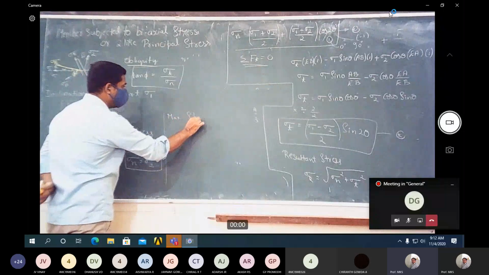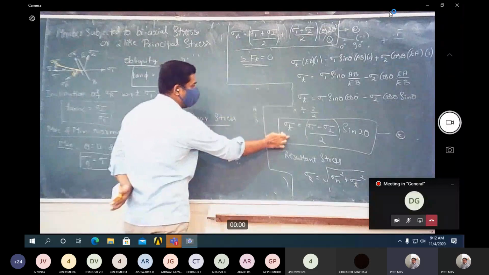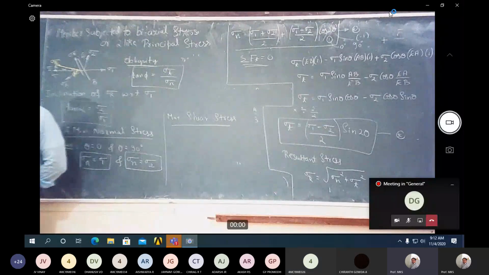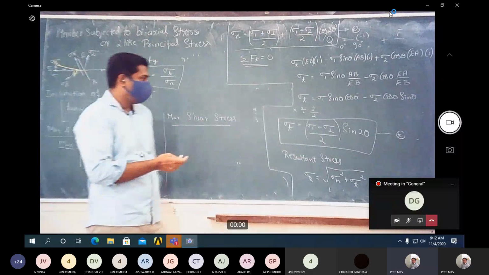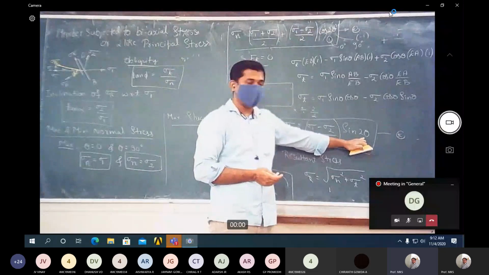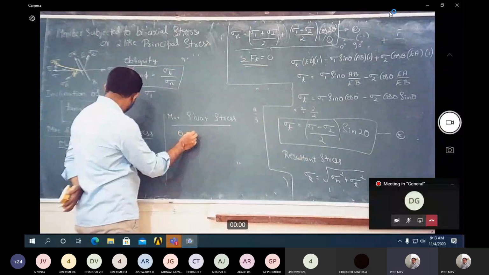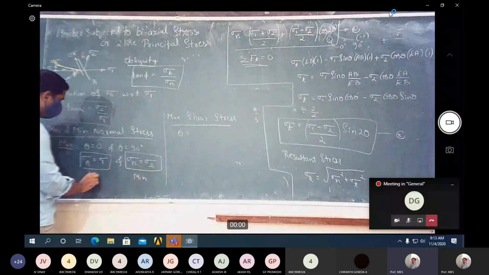Then the maximum shear stress. This is the equation for shear stress. So when does sine 2 theta become 1? When the angle becomes 90 degrees. Since it is 2 theta, when theta is 45 degrees, you will get sine 90 and sine 270. So it has to be 270 and 135 above. So this is the minimum stress, and this is the maximum.